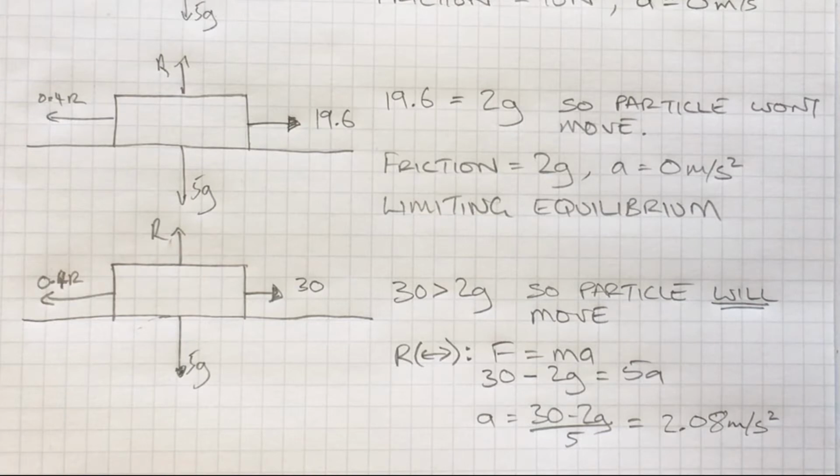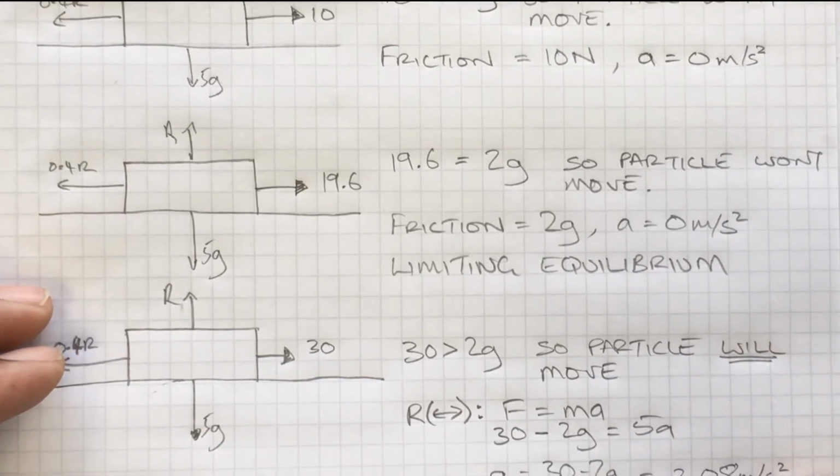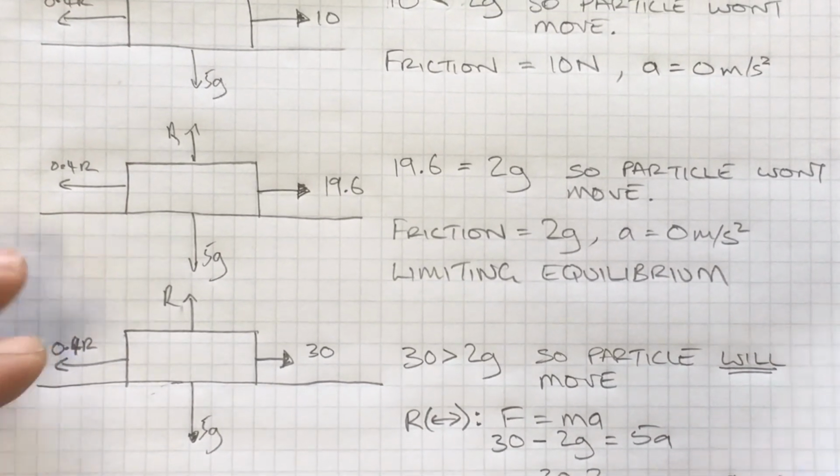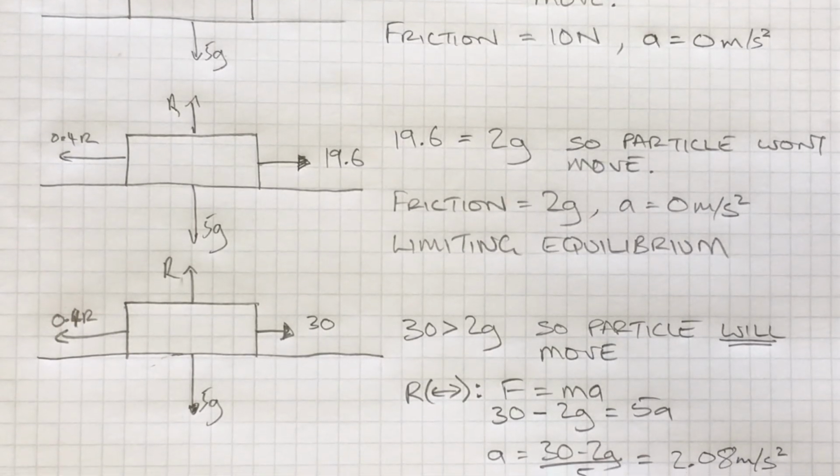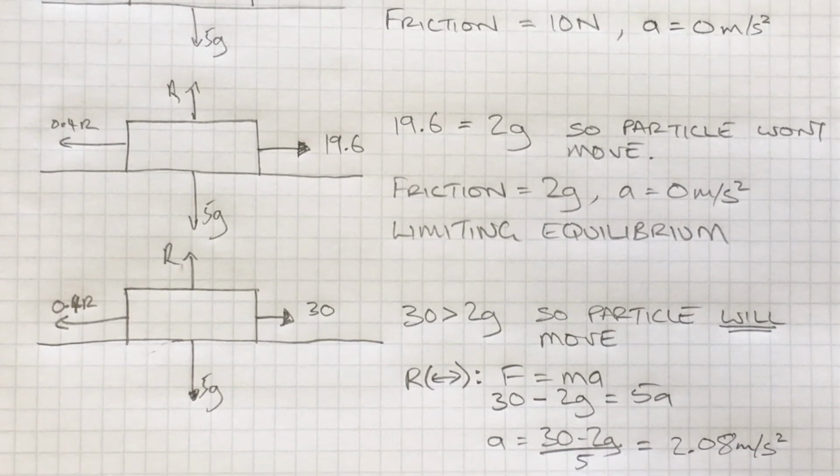All right, so the point here, always make sure that we made a comparison to decide which state the object is in. Is it in equilibrium? Is it limiting equilibrium? Or is it in motion?